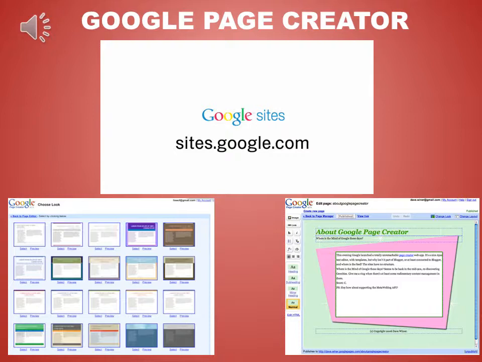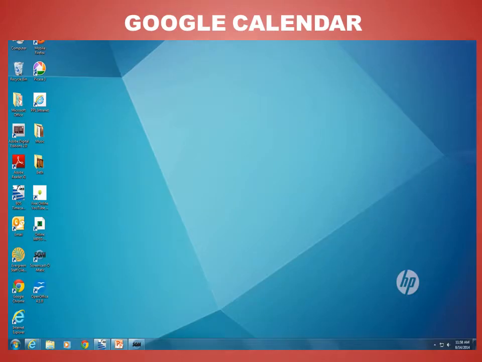So if you would, go ahead and pause and minimize this video. Go to your Google search engine and just type in Google Page Creator or Google Sites, and you will be prompted to get right to there, and you can just play around and see what might work for you. So now we're going to talk about Google Calendar.